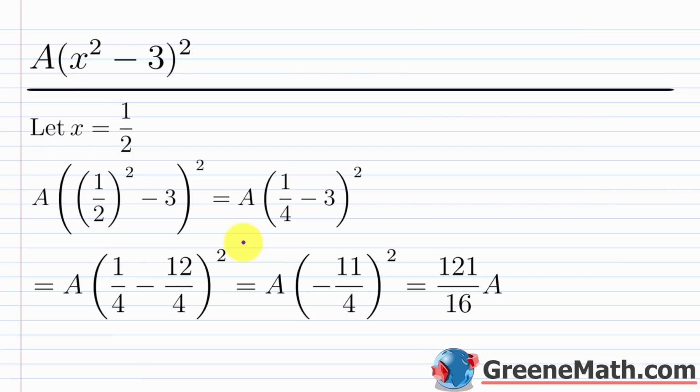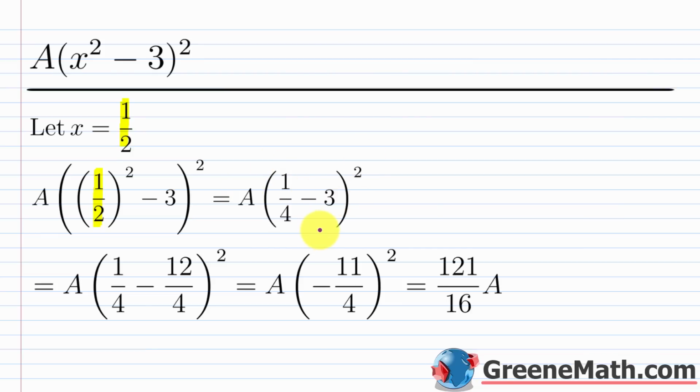Now for the right side, we're going to have a times the quantity x squared minus 3, squared. And again, we're going to plug in a value of 1/2 everywhere there's an x. So this turns into a times this quantity here. You have 1/2 being squared, minus 3, and this is squared right here. If you square 1/2, you get 1/4. So we'll say this equals a times the quantity 1/4 minus 3, and then this is squared.